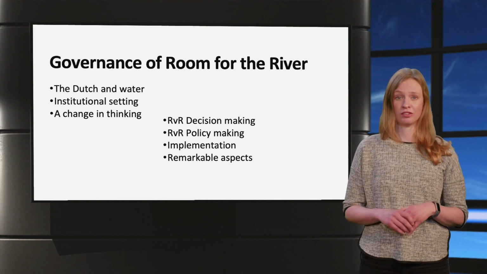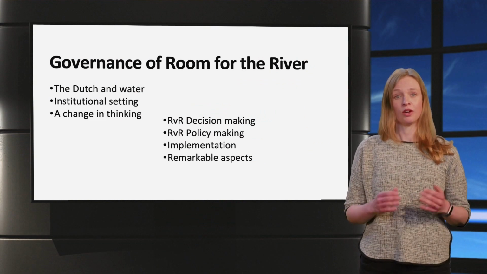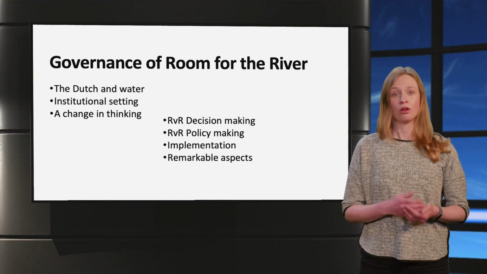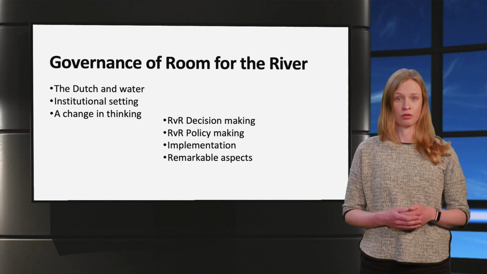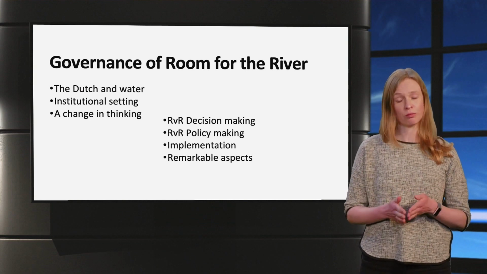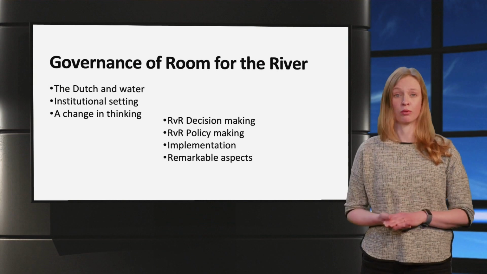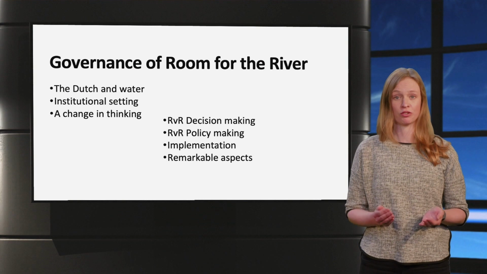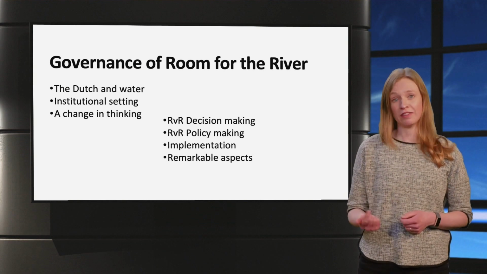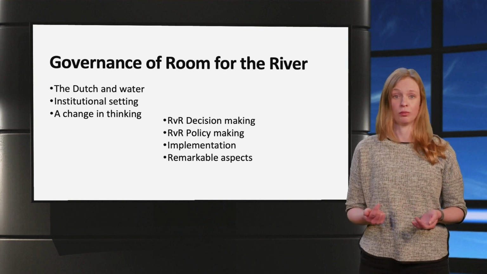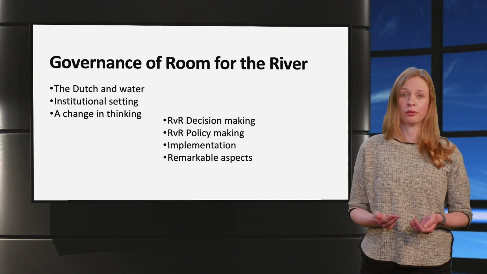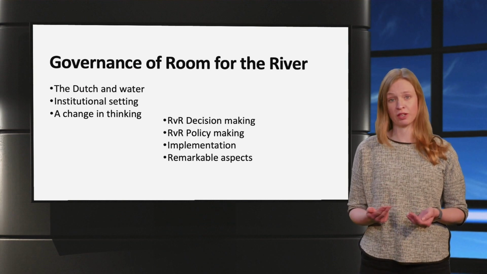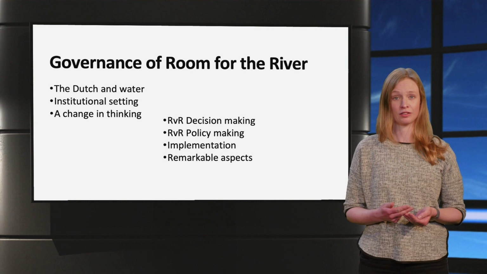To understand the decision-making process that took place, we need to look back in time. Room for the River marks a shift from engineering approaches to river management to a Room for the River approach. To understand this, we need to start with a brief history of the Dutch water and then look at the changes in thinking that took place. We then continue with the institutional setting of water management and spatial planning in the Netherlands.